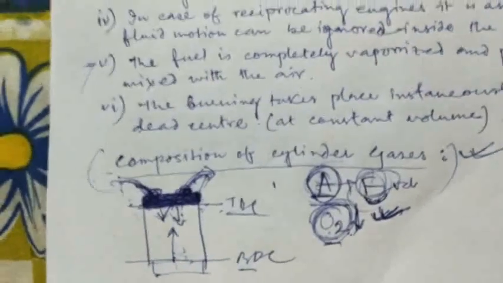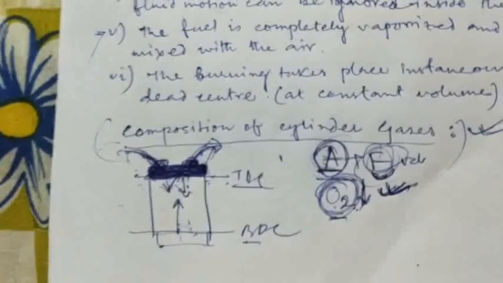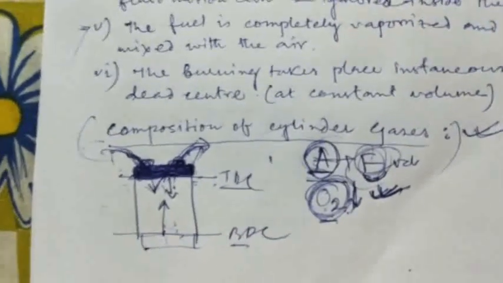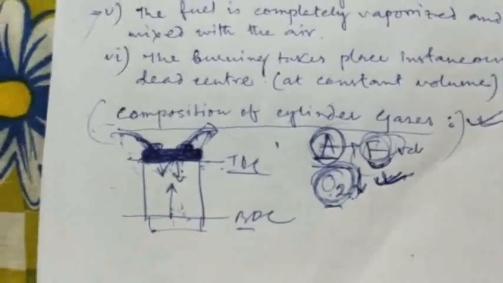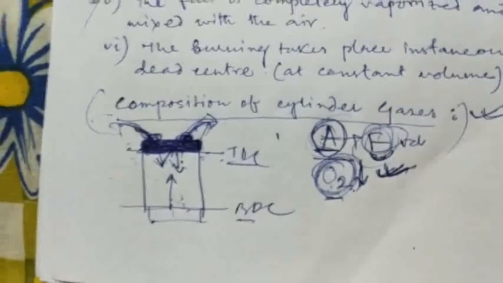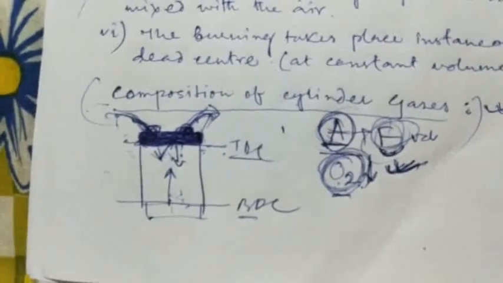And what is a rich mixture? In a rich mixture, the amount of oxygen present to burn all the fuel is less. That means in a rich mixture, there will be unburned fuel. Because of the smaller amount of oxygen, some amount of fuel cannot be burned. That is called unburned fuel.